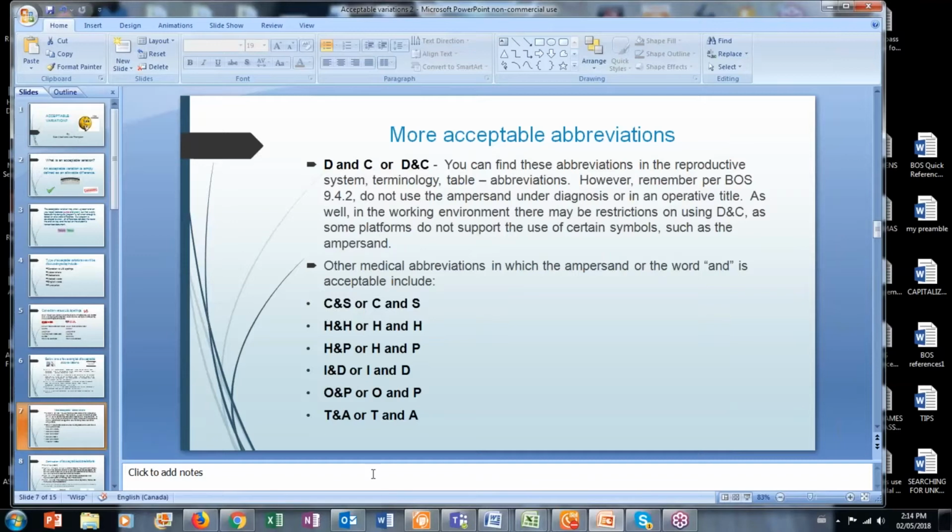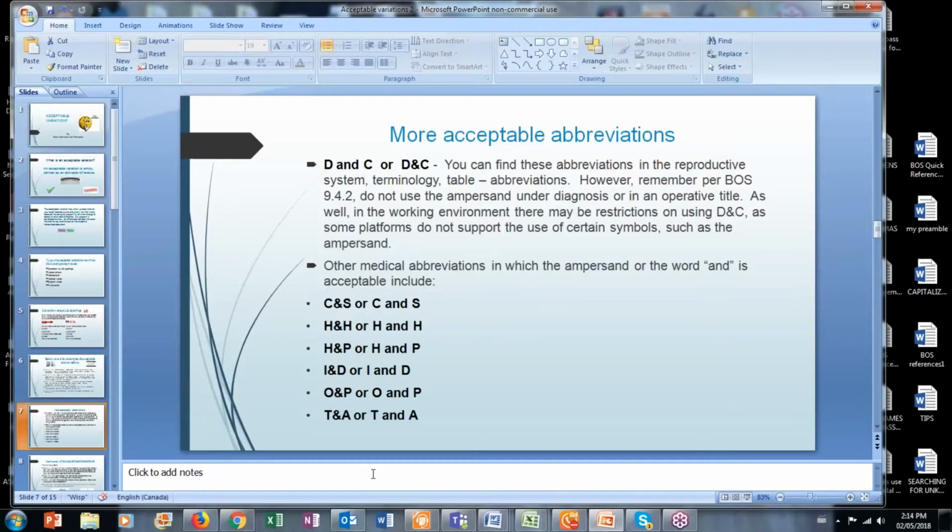Okay, so more acceptable abbreviations are things like DNC with the word and or the ampersand. You can find these abbreviations in the reproductive system terminology table, abbreviations. However, remember per BOSS 9.4.2, do not use the ampersand under diagnosis or in an operative title. As well, in the working environment, there may be restrictions on using the ampersand, such as in DNC, as some platforms do not support the use of certain symbols, such as the ampersand.